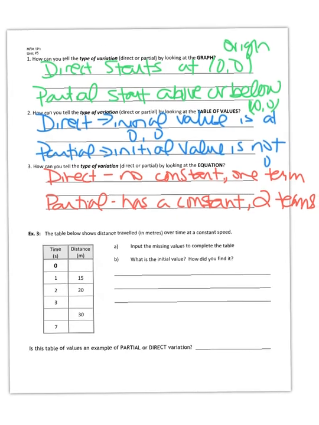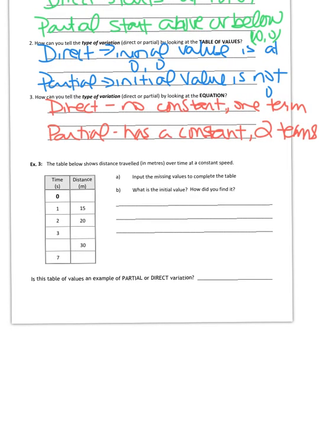So the last one we're going to look at here, it says the table below shows distance traveled over time. So as the time's going up here, you'll notice our distance is also increasing. Input the missing values. So what do you notice as we're going from 15 to 20? It's only going up by 5. So that means the one that happened right before this would be down by 5. So that means this one has to be 10. So if I'm going up by 5, I have 10, 15, 20. So the next one would be 25. And then we have 30.